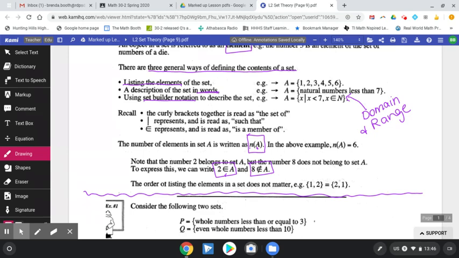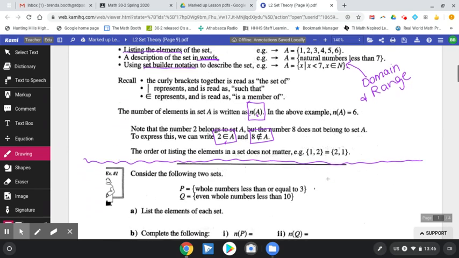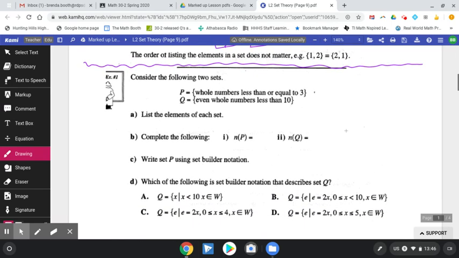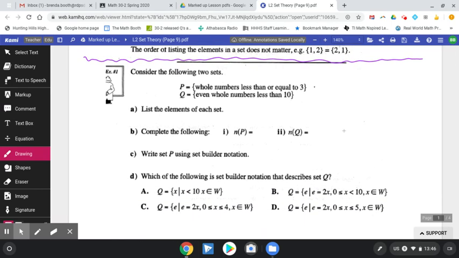All right, let's give example 1 a go. Consider the following two sets. Set P, whole numbers less than or equal to 3, and even whole numbers less than 10 for set Q. So the first thing, in part A, it says list the elements of each set.